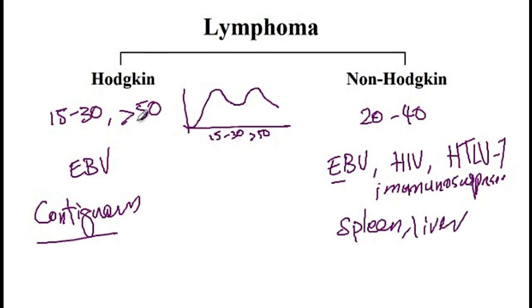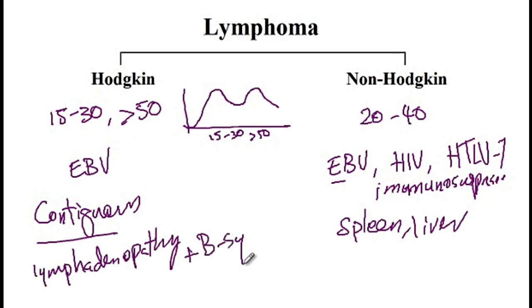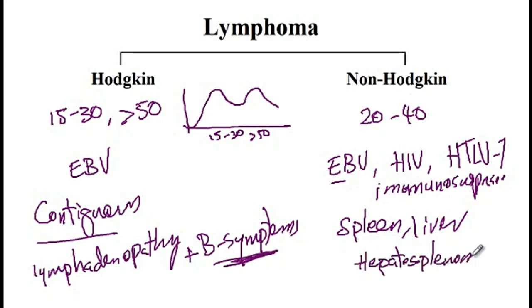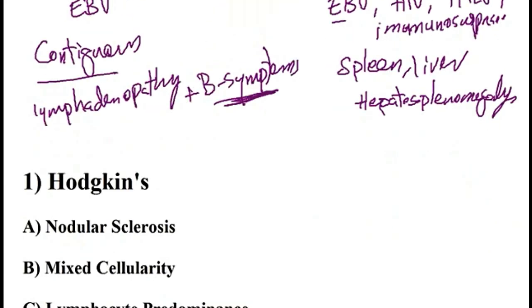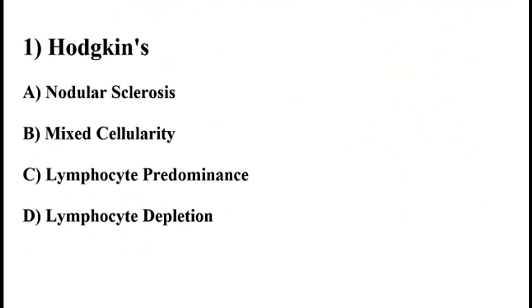And finally, the clinical features of Hodgkin lymphoma include the painless lymphadenopathy and B symptoms. And B symptoms include, for instance, fever, night sweats, and weight loss, while non-Hodgkin lymphoma presents also with lymphadenopathy and less commonly B symptoms, but these patients can also have hepatosplenomegaly. So starting with the Hodgkin lymphoma, it's divided into 4 types.